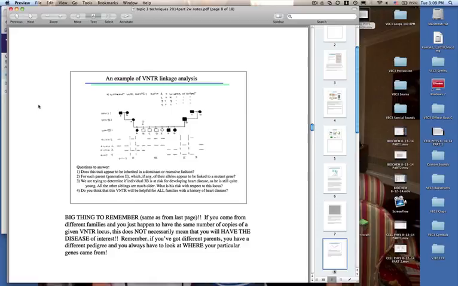Okay. So for each parent, which alleles seem to be linked to the mutant gene? Well, let's start in the middle.